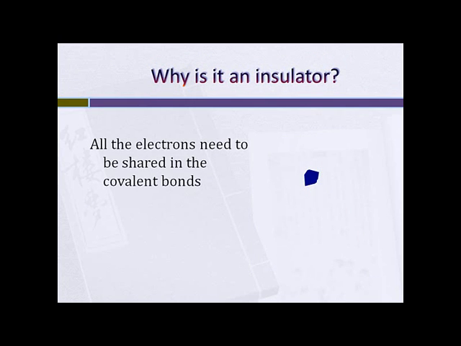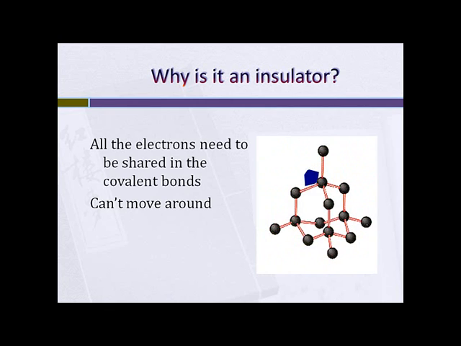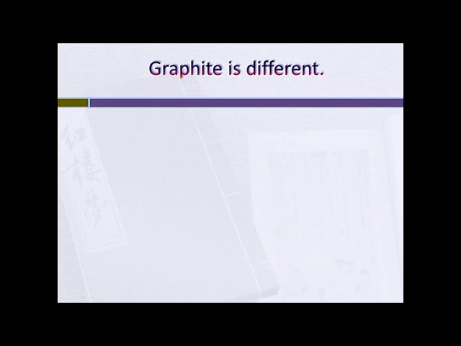Why is diamond an insulator? Well, it's because the electrons are needed to be shared in the covalent bonds, and they can't move around. If you think back to metallic bonding, it conducted because the electrons were mobile.